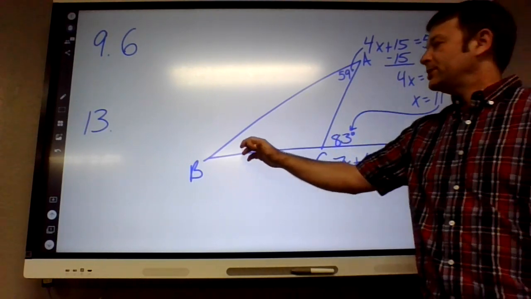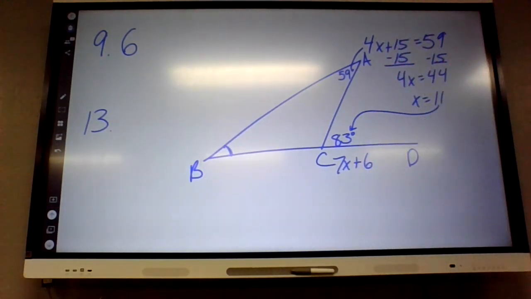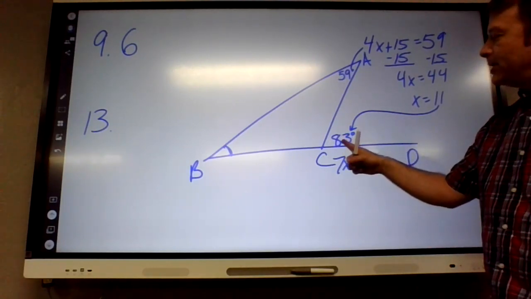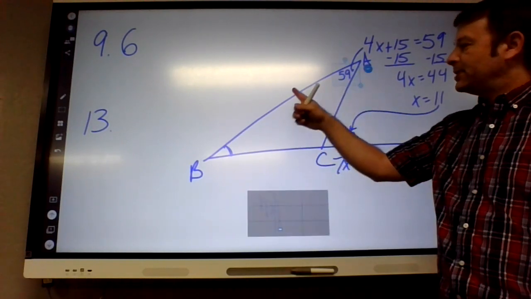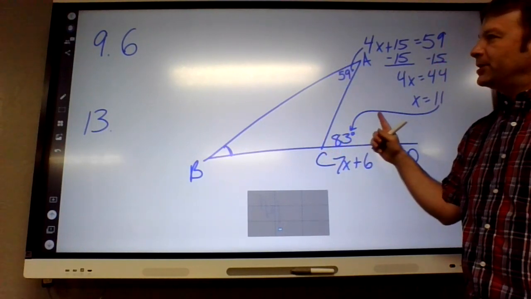Okay, now the question was, though, what's this angle over here? What's angle B? There's two ways to do it. Well, you can do 180 minus 83. Yeah, we could do 180 minus 83 to get this angle. And what do I know about these three angles? They equal 180. Or does anybody know the quicker way to do it?